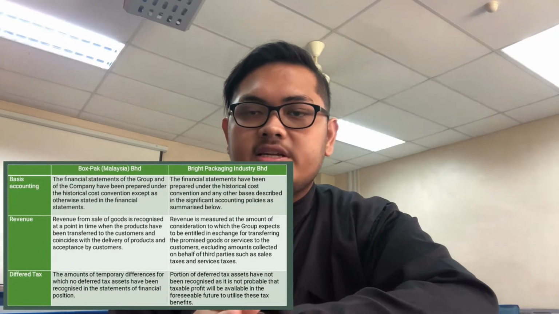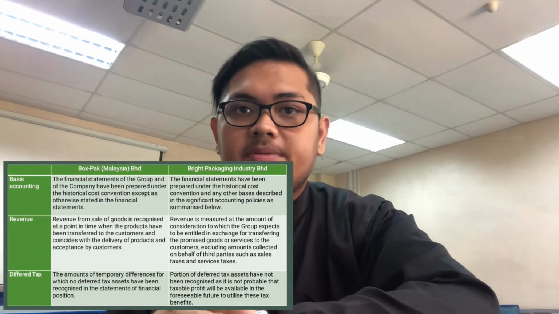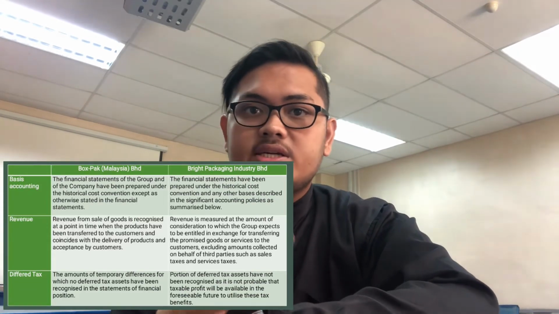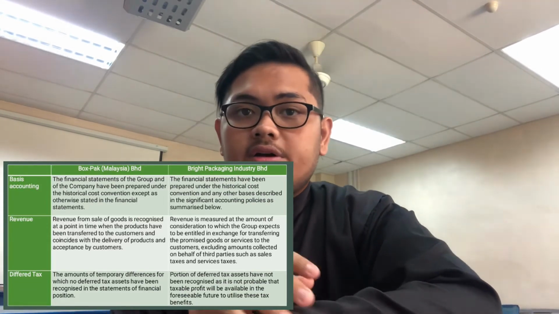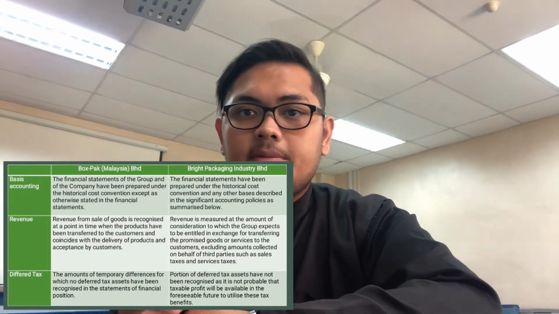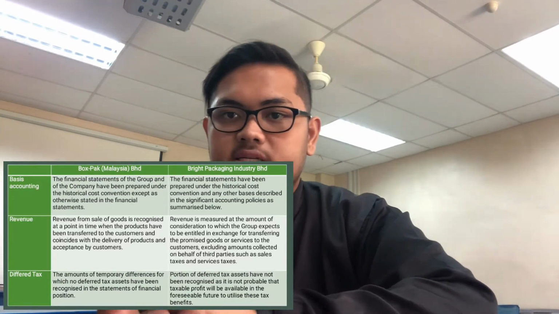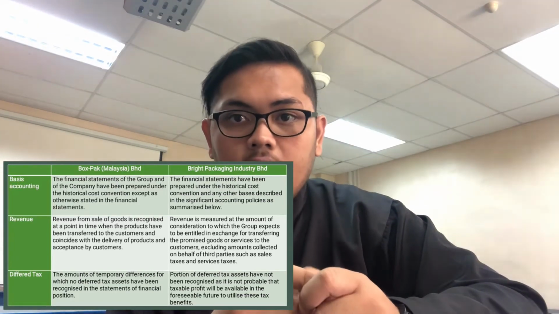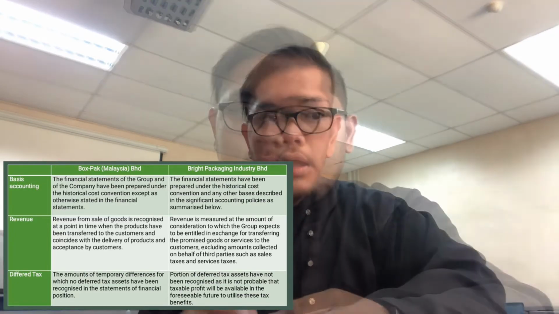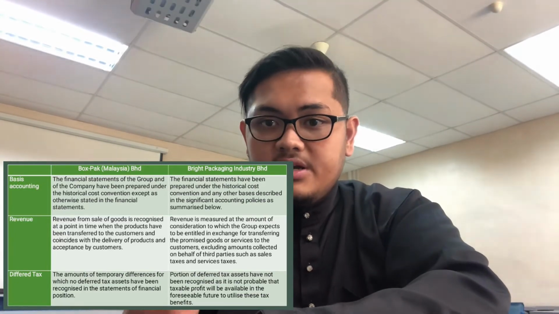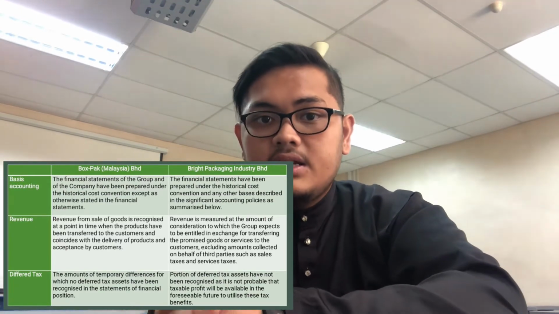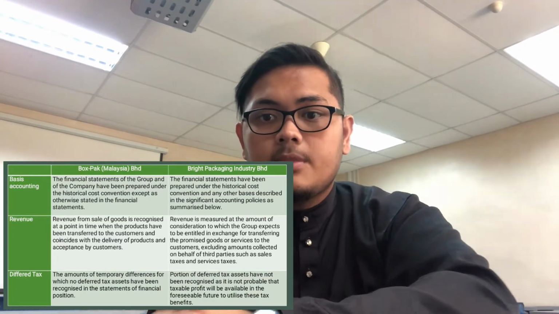For Box Park Malaysia Berhad, on the accounting basis, the financial statements of the group and of the company have been prepared under the historical cost convention except as otherwise stated in the financial statements. Revenue from sale of goods is recognized at a point in time when the products have been transferred to the customers, which coincides with the delivery of products and acceptance by the customers. The amounts of temporary differences for which no deferred tax assets have been recognized are in the statements of financial position.